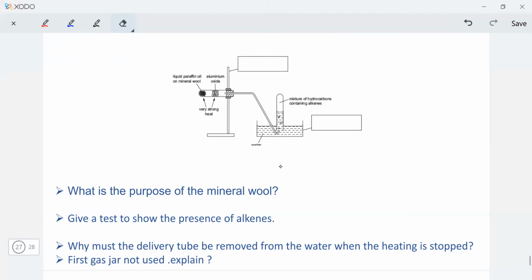First gas jar is not used. So the first sample is not used. Why is this? Because it contains impurities, so the sample collected is not pure. It contains displaced air. So why don't I use the first sample? Because it is not pure. It contains displaced air.